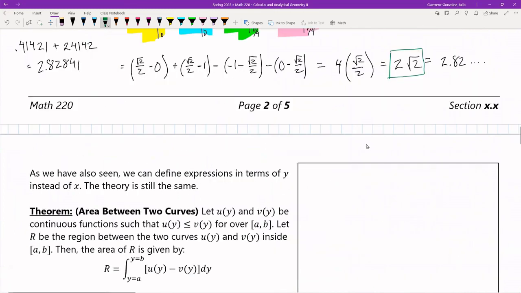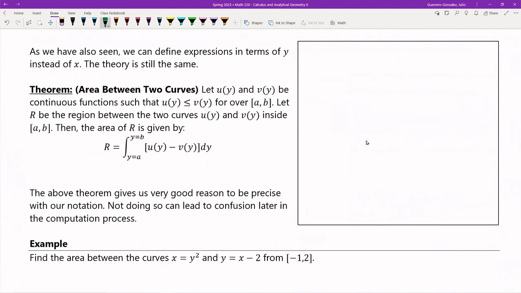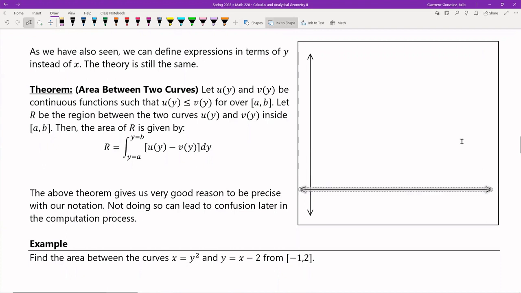So after this, just like how we were doing areas between curves based on the x variable, we have expressions that do the exact same thing for areas when the independent variable is your y variable. And this is exactly how you would think it would go. So again, I'm going to put down some x and y axes here. There's my y-axis, and here's my x-axis.